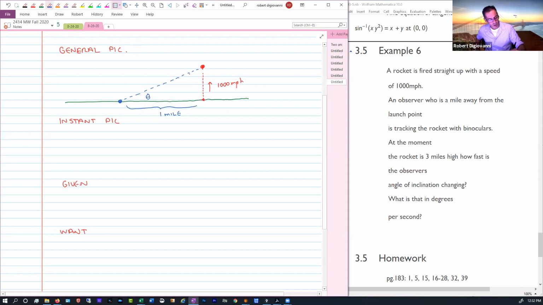I can also call how high up the rocket is h. That's the height of the rocket. The reason I want to label h is because my word problem talks about this moment in time when the rocket's 3 miles high. So in my general picture, I'm going to leave it as h because I'm imagining that the rocket's moving. But in my instant snapshot picture, I'm going to fix that h to be 3. So I'm going to draw another picture underneath here.